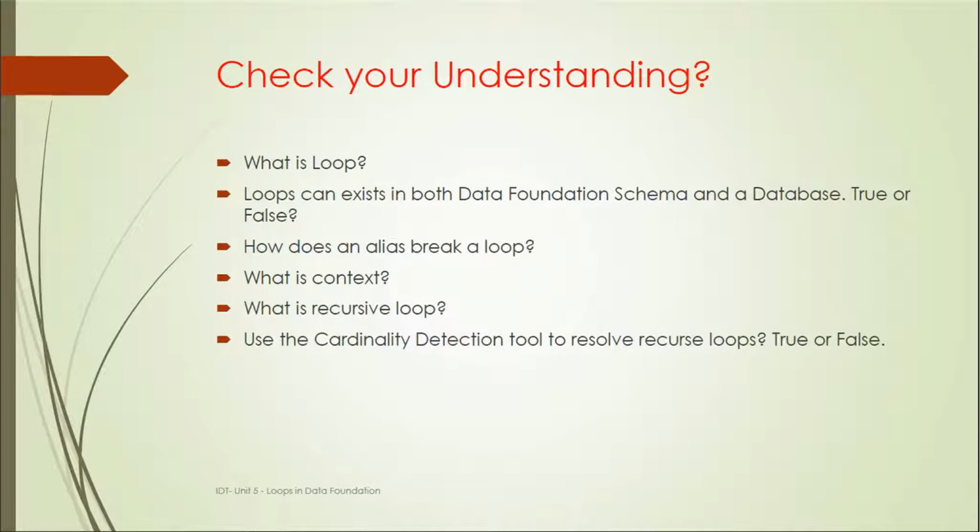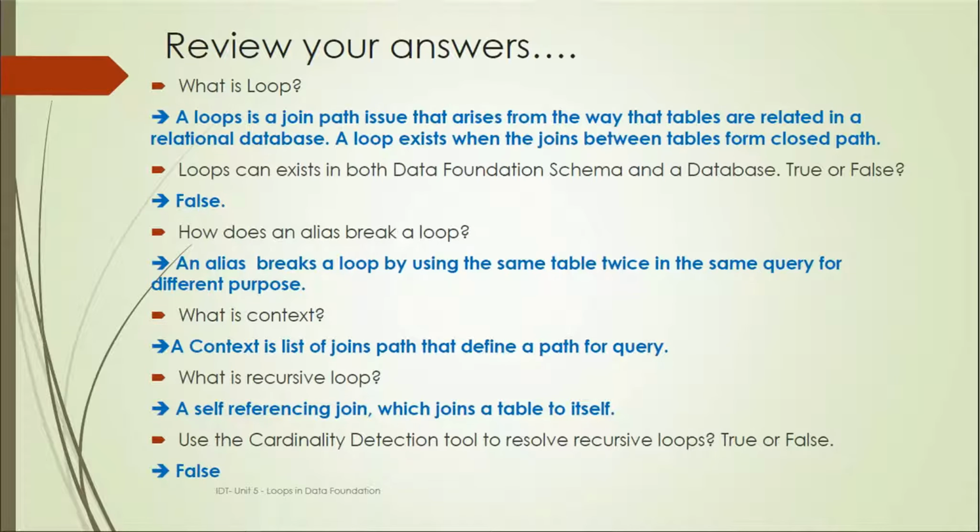So that's all about this unit. Let's understand what we have covered. What is a loop? True or false: a loop can exist in both the data foundation schema and the database. How does an alias break a loop? What is a context? What is a recursive loop? True or false: use the cardinality detection tool to resolve recursive loops. So let's understand these answers.